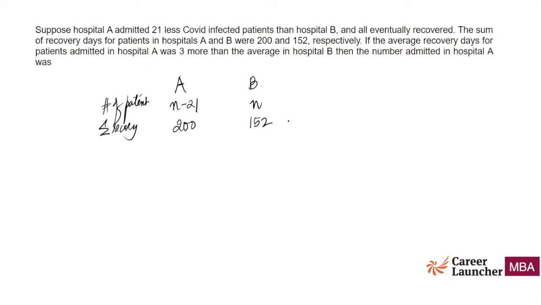Next is the average recovery days for patients. If the average recovery days in hospital A was 3 more than in hospital B, so if its average was A, the average recovery days was A plus 3. Then the number admitted in hospital A was... So we have to figure out what is N minus 21.